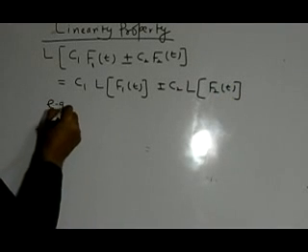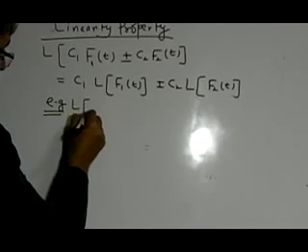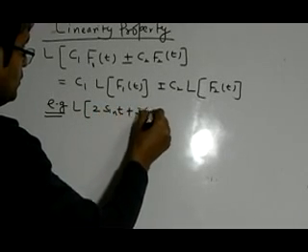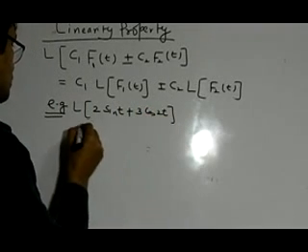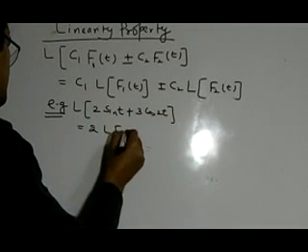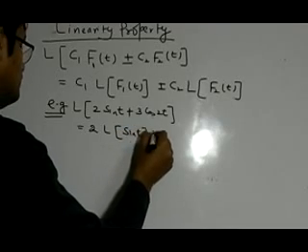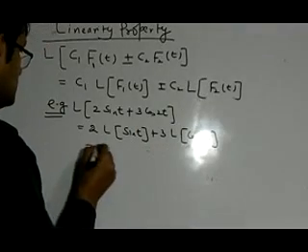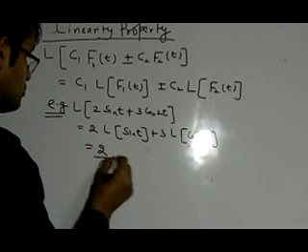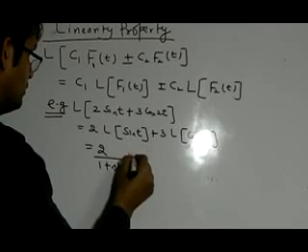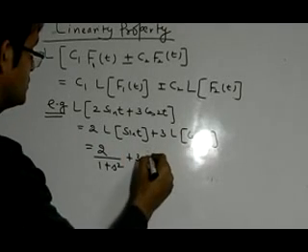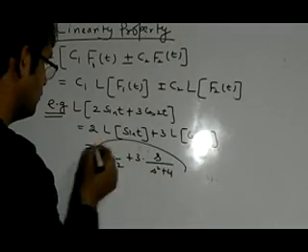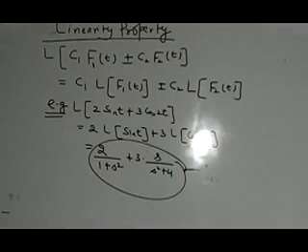For example, Laplace of, suppose I have to write 2 sin t plus 3 cos 2t. Now 2 and 3 are constants, so I can write 2 L of sin t plus 3 L of cos 2t. Now what is the Laplace transformation of sin t? It is 1 upon s square plus 1. What about cos 2t? It is s upon s square plus 4. So this is the final answer. This way we can apply it.